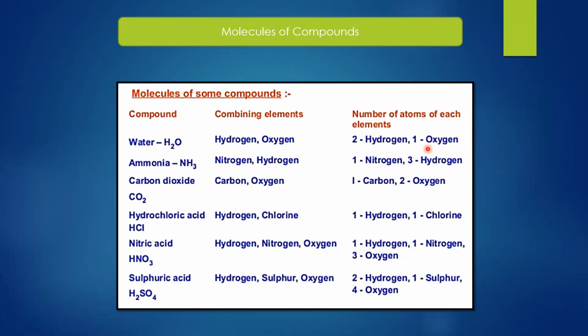In the same manner, the atomicity of ammonia will be 4. Carbon dioxide will be again 3. Hydrochloric acid, 2. Nitric acid, it is 5: 3 plus 1 plus 1, 5. Sulfuric acid, it is 2 plus 1 plus 4, it is 7. And you need to remember the formula of the given compounds.